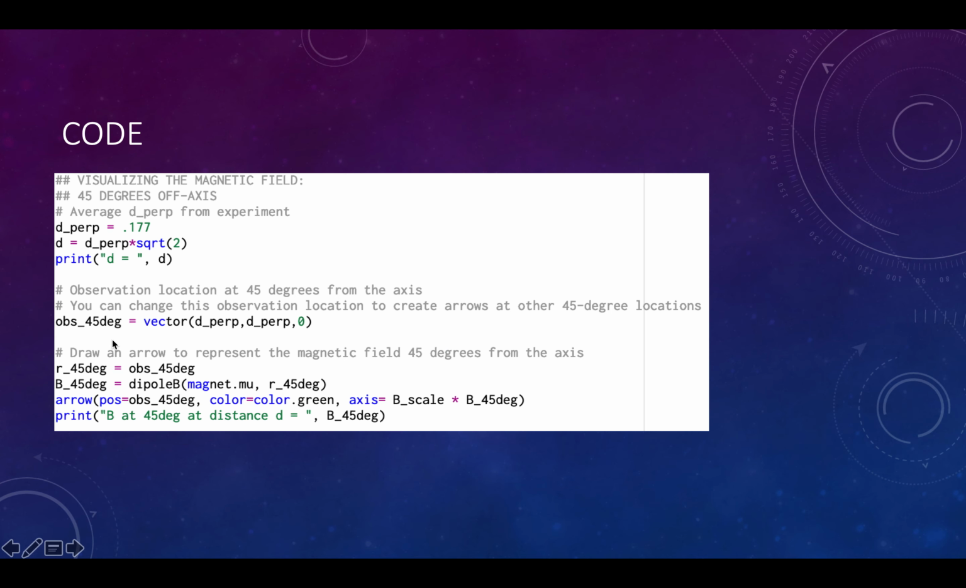This code is to obtain the arrow, which is the magnetic field 45 degrees from the axis. Here we use the value of dperp, which was the average value of dperp from the experiment and can be seen in the data.